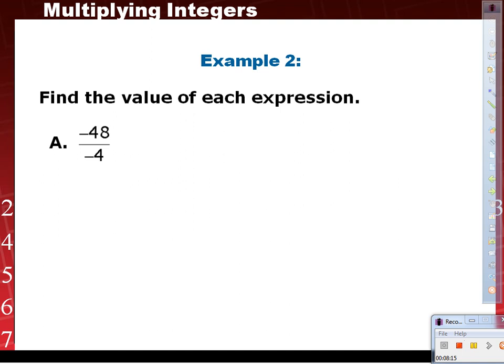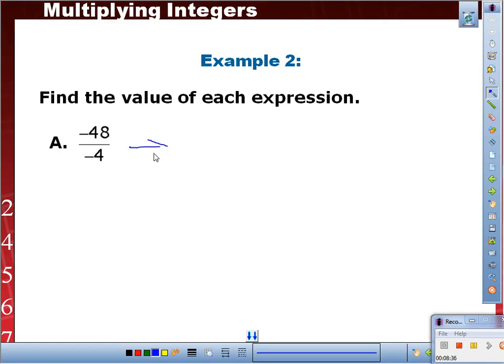All right, Nanelle, what'd you get? Positive 12. And so you got that? That is correct. Are these the same sign? Yes, it's a positive. 48 divided by 4 is 12. We get that, yes? Okay.